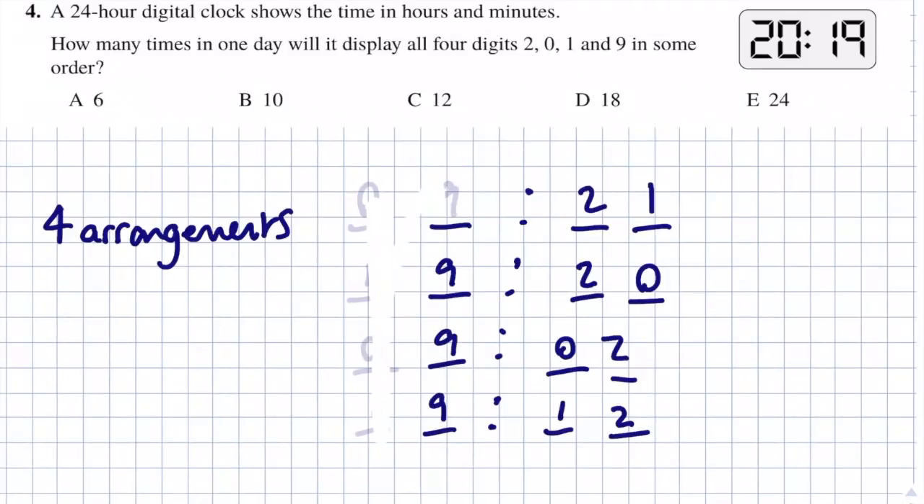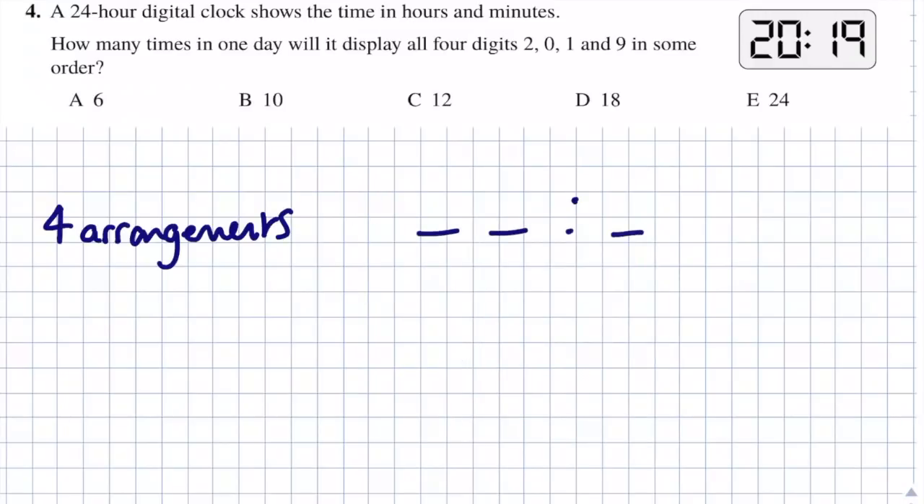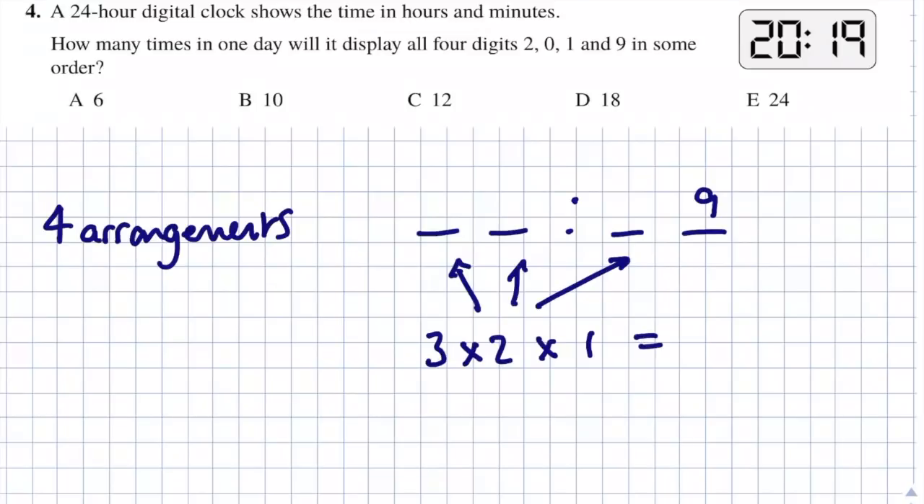But we said that the 9 can also be in the 4th position. The 4th position is a bit easier because there are no limitations on where the 2, the 0 and the 1 can be. They can be in any of these 3 spaces. So any 3 digits can be in the 1st position, the next 2 digits can be in the 2nd position, and then the last digit will go in the 3rd position. That's a total number of arrangements of 3 times 2 times 1, which is 6. So there are 6 possible arrangements when the 9 is in the 4th position.